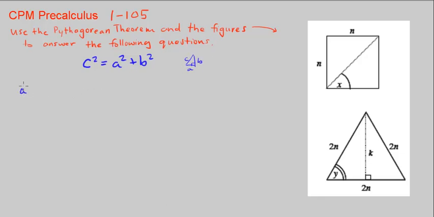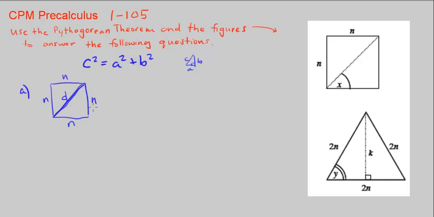Okay, so part A is asking us, look at the square to the right, which has length n for each side. What is the diagonal? So what is the length of the diagonal? So this is the square, right? We have n and n here. We also have n and n here because it's a square. And so we want to know the length of this diagonal right here going across.